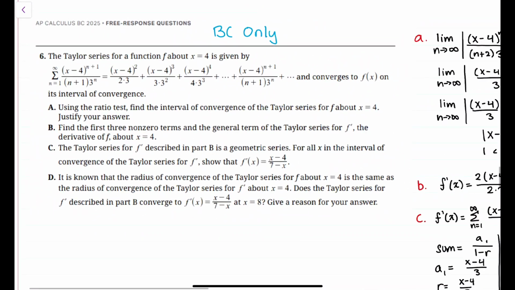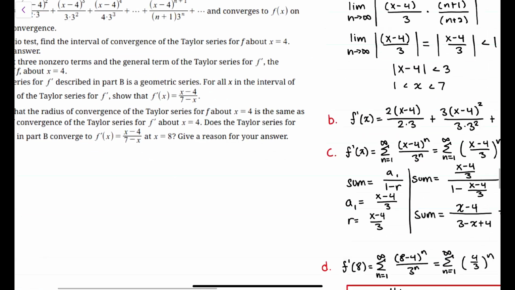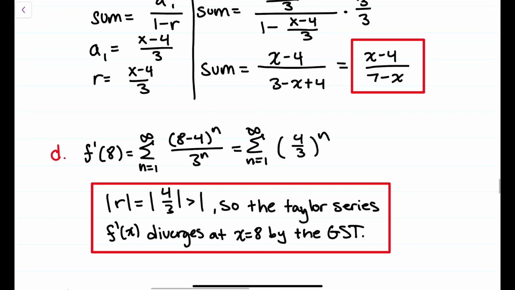And then for part D, we have the radius of convergence, and we have to see whether the series converges at x equals 8 to x minus 4 over 7 minus x. So all we do is plug in 8 into our geometric series, but we can see that the absolute value of r is greater than 1 since it's 4/3, so the Taylor series diverges at x equals 8 by the geometric series test.